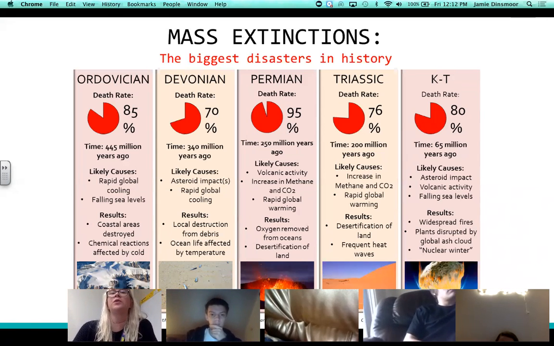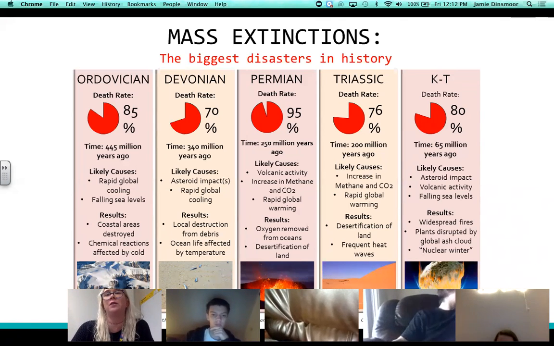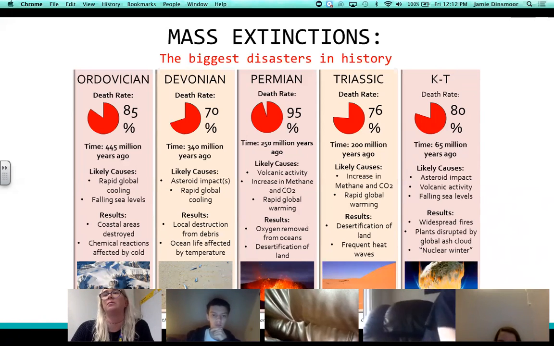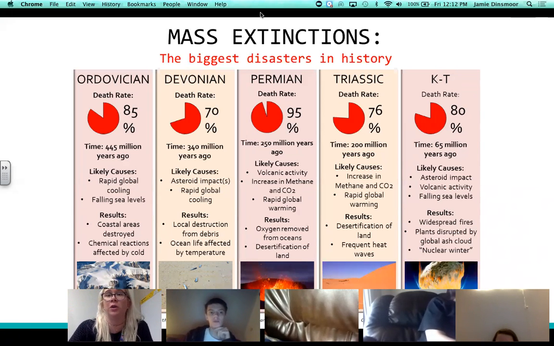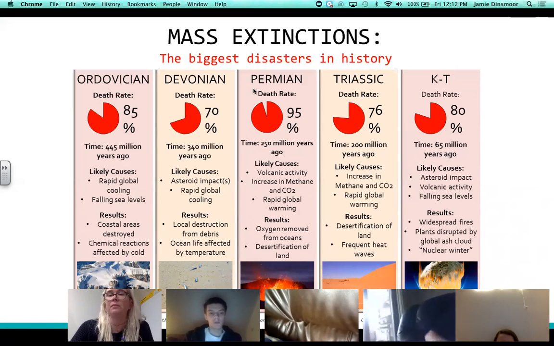Permian. This was the biggest and most intense mass extinction. 95% of species died. Almost everything, right? That's a huge, huge mass extinction. That was 250 million years ago. Likely causes were volcanic activity, increase in methane and carbon dioxide, and then rapid global warming.